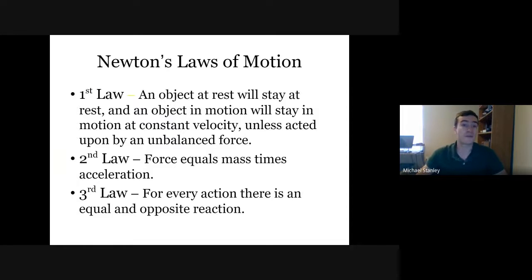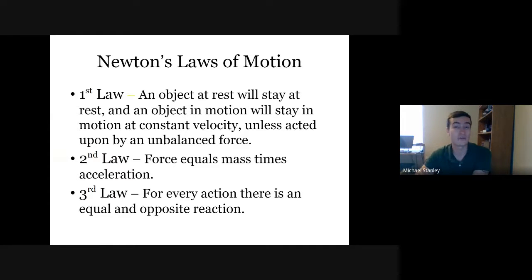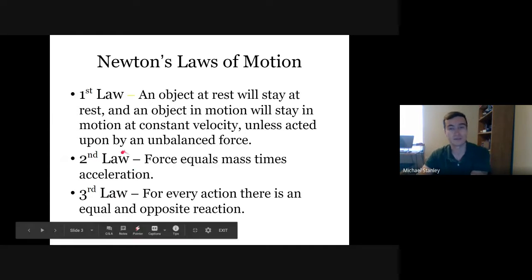So here is a very basic overview. The first law has to do with objects either remaining at rest, meaning staying still, or remaining in motion until some other force acts on them. The second law has to do with calculating force. It's equal to the mass of an object times that object's acceleration. And the third law has to do with action and reaction, how a force in one direction creates an equal force in the opposite direction.